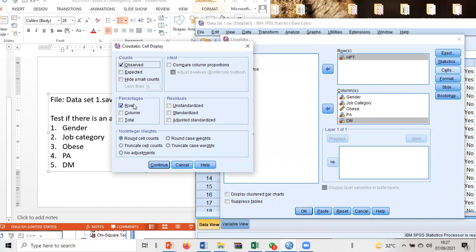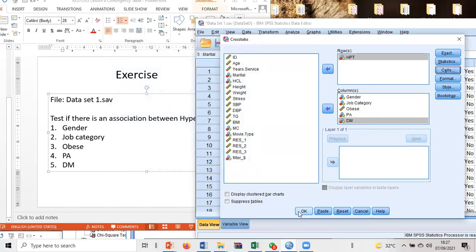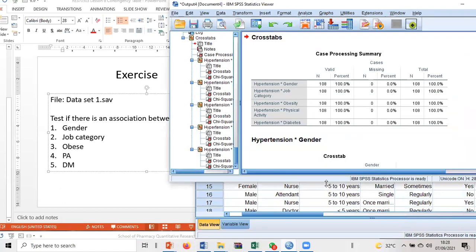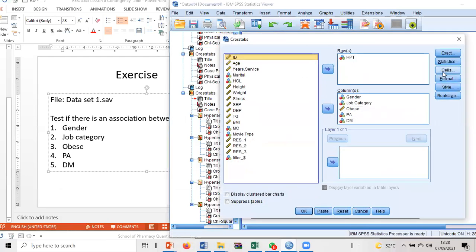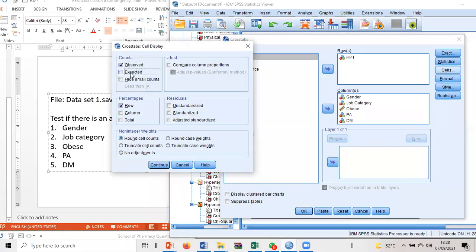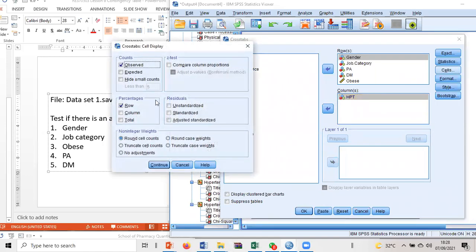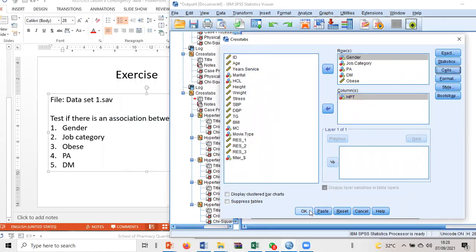So statistics, chi-square done. Cells, row percentage. Click OK. Now you choose the percentage, correct? Here I chose under cells, row percentage. This is a row, right? Oh, sorry, other way around. This is the row and that's a column. Right. Among the gender, how many percent are hypertensive and so on. That's okay, row percentage.